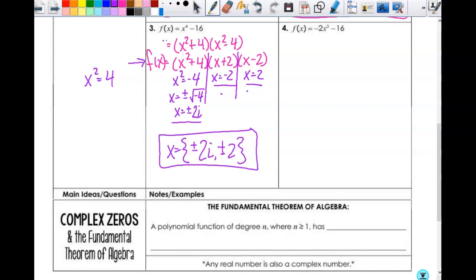All right, so let's look at number 4. When I want to try to factor this, what should be the first thing I do? There you go, GCF of negative 2. So negative 2, and then that leaves me with x cubed plus 8. So at this point then, can I say that x cubed equals negative 8 and then take the cube root of both sides? No. Sorry to burst your bubble, but no.